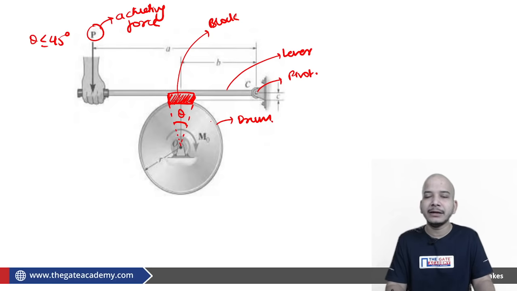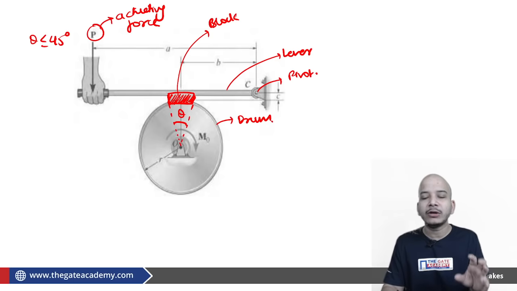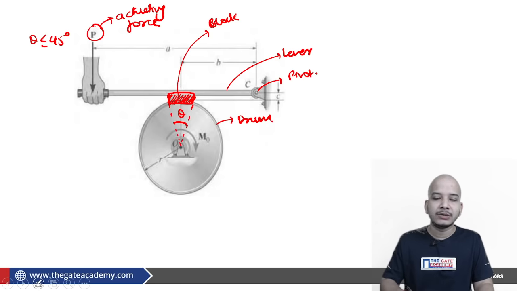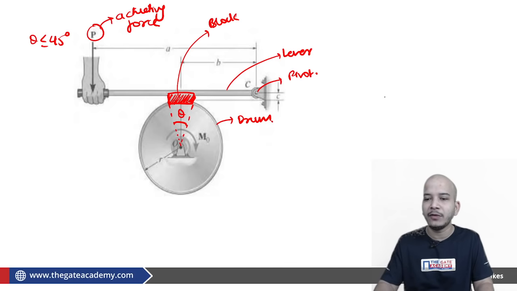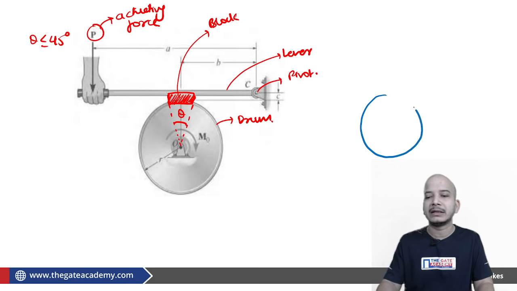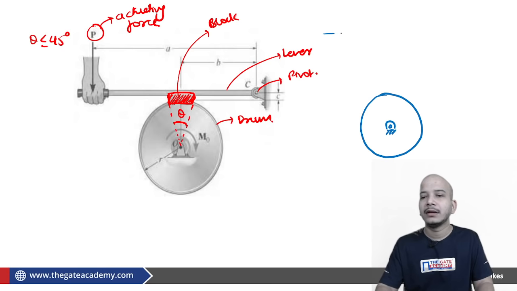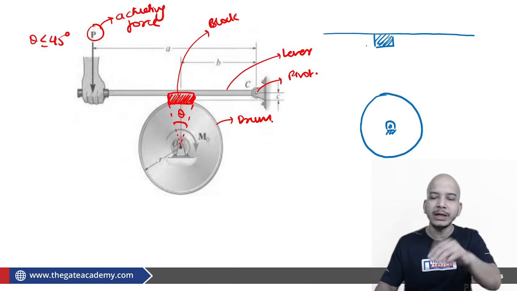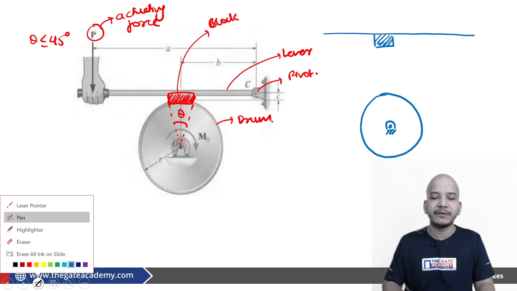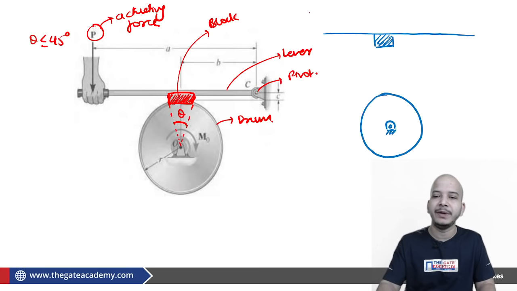Now, as far as GATE is concerned, as far as our problems are concerned, what concept should we be able to understand, what concept should we be knowing? First of all, you should be able to understand how to draw the free body diagram of both the parts. Both parts means the drum and your block lever arrangement. This is very, very important, and this is the only thing important. The first concept we should be knowing is the free body diagram, FBD.